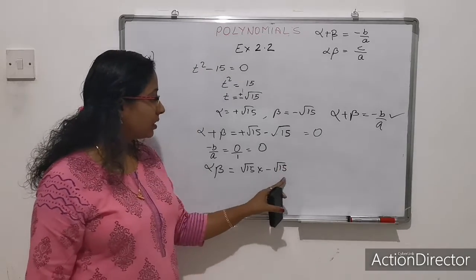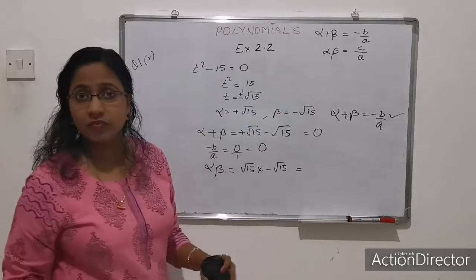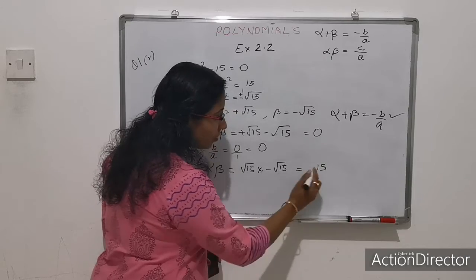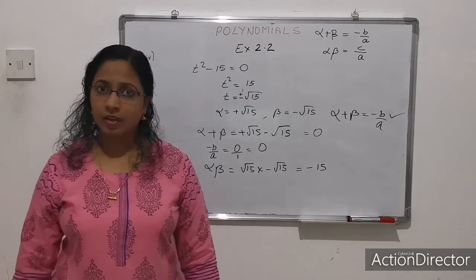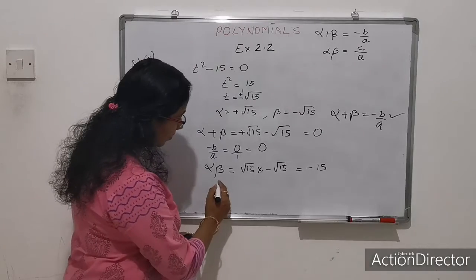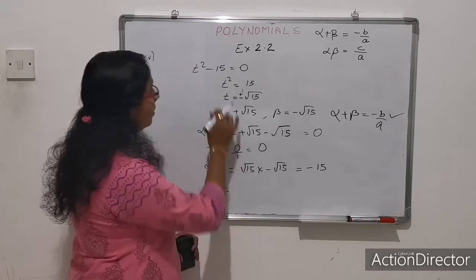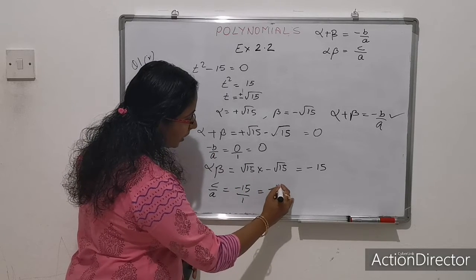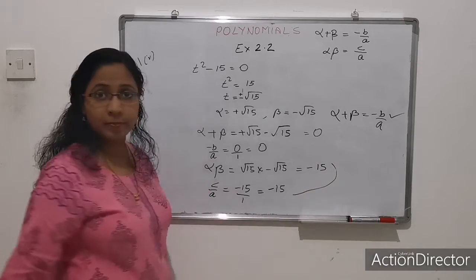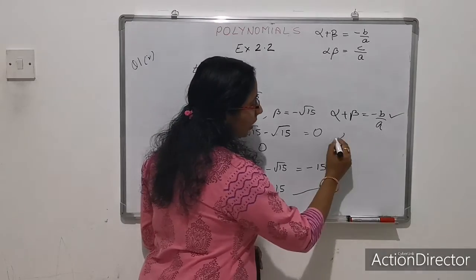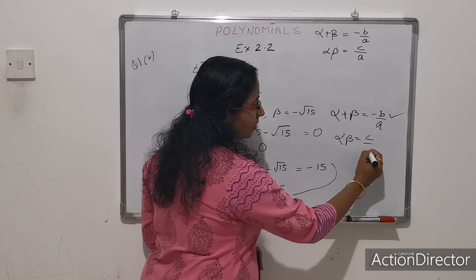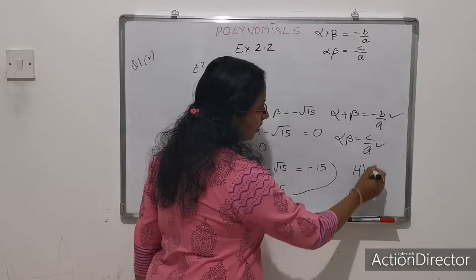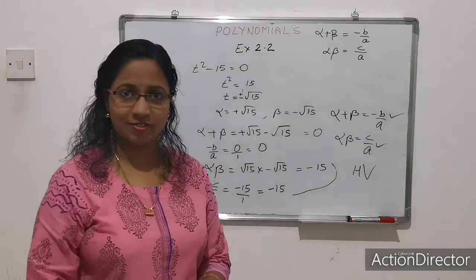Right? This is alpha, this is beta. Root 15 into root 15 will give you what? 15. And this negative sign will give you this. Clear? And now we will find c by a. What is c by a? C is minus 15. A is 1. So we get minus 15. This and this same. Clear? So again alpha beta is equal to c by a, check. Hence verified. Question over. Finished.